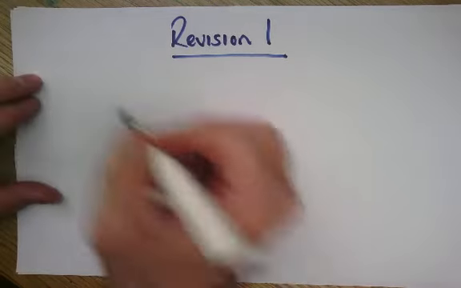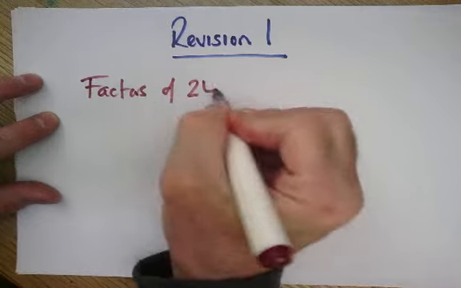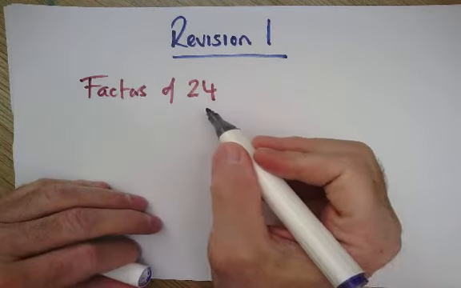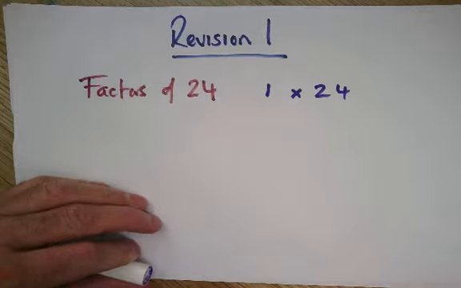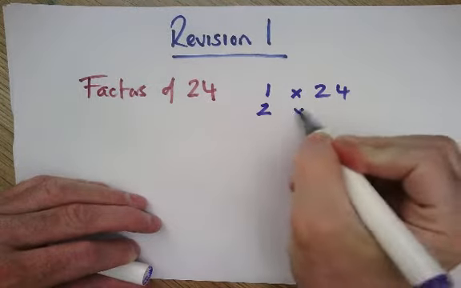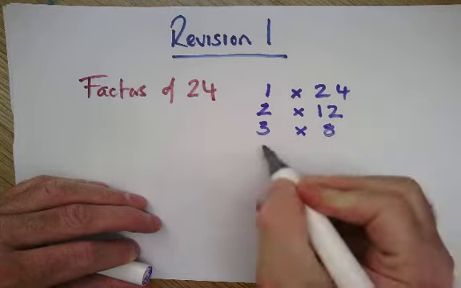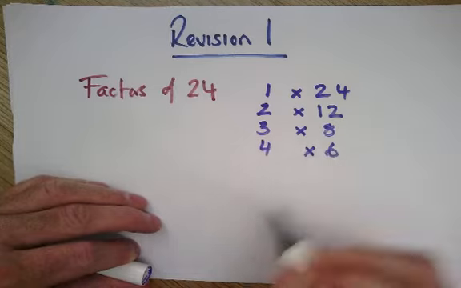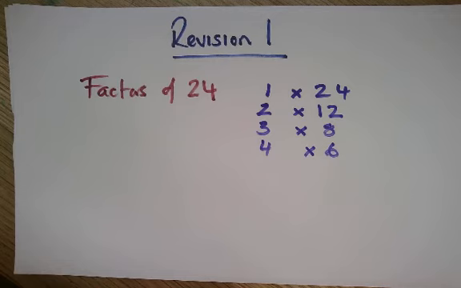So what are the factors of 24? Factors are like the fathers of numbers. They're the ones that create the numbers. So where did 24 come from? Well, I can do 1 times 24. They're factors of 24. 2 times 12. 3 times 8. And 4 times 6. So these are the factors of 24.